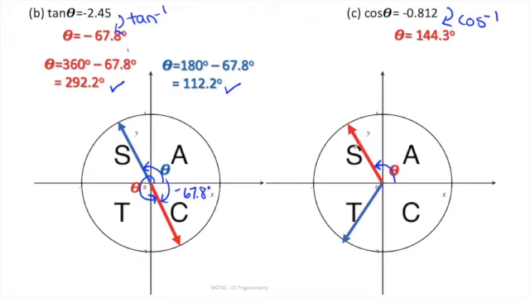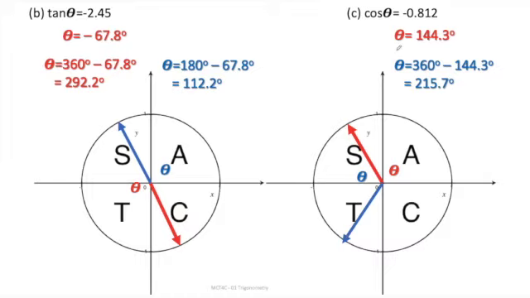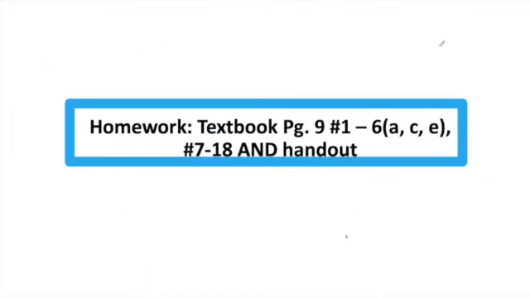Where else is cosine negative? It's negative in sine, so where else is it negative? It's going to be in the tan quadrant. Find out that other principal angle. To do that, you're going to take 360 degrees minus 144.3 degrees to be 215.7 degrees. Okay, so a lot of those examples were all the same. They're just a couple little tips and tricks for those ones.